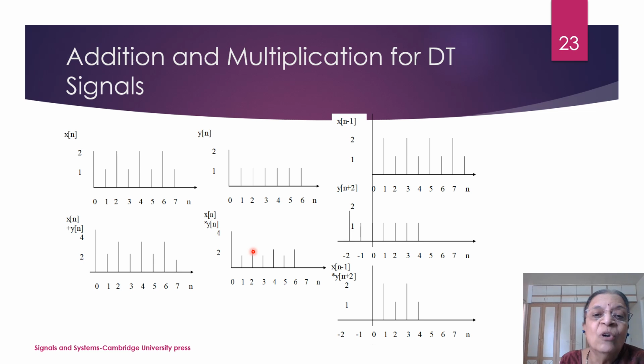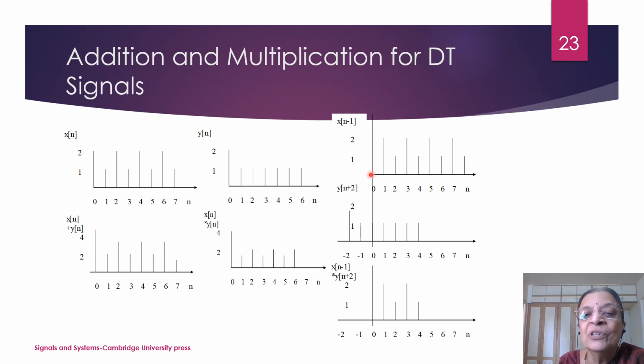And multiplication is also done sample by sample. So x[n] multiplied by y[n], because y[n] is 1 throughout, will be the same as x[n]. Are you getting it? Now this is x of n minus 1. n minus 1 means shift it right by one sample. y of n plus 2 means shift it left by two samples. So x of n minus 1, y of n plus 2.